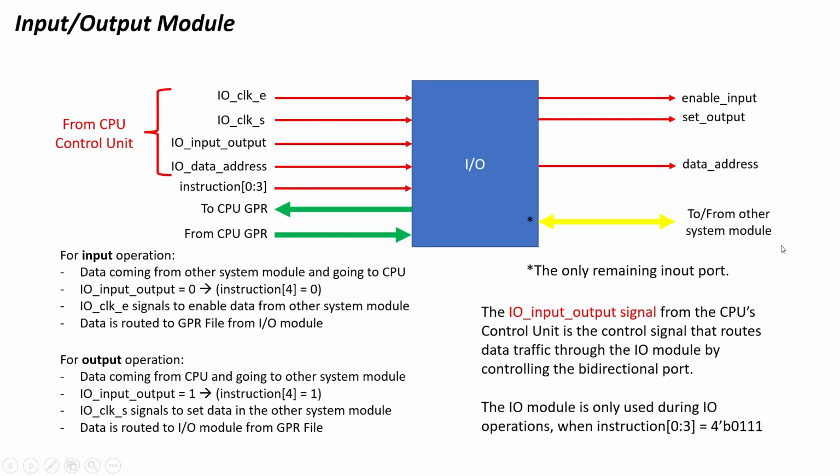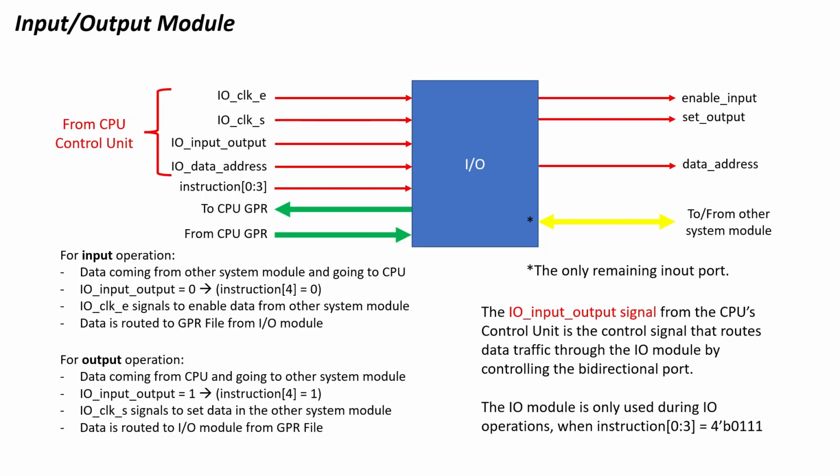Next, we'll cover the IO module. It's like any other register module. It has data coming to it, a data bus into it, and a data bus out. And this is the data that goes to and from a GPR register for IO operations. Data coming into the CPU comes into a GPR register, and data going out during an IO operation comes from a GPR register.